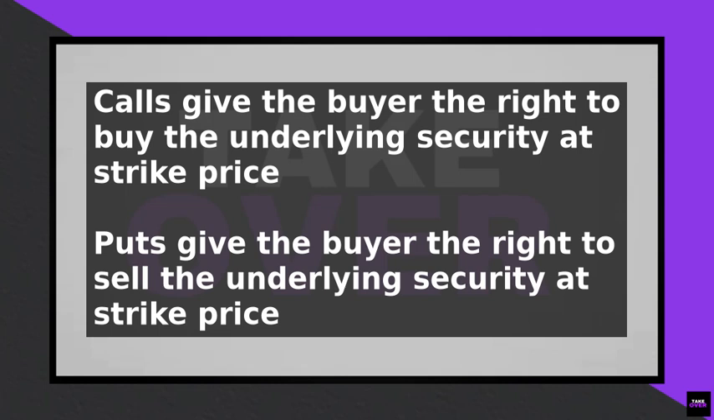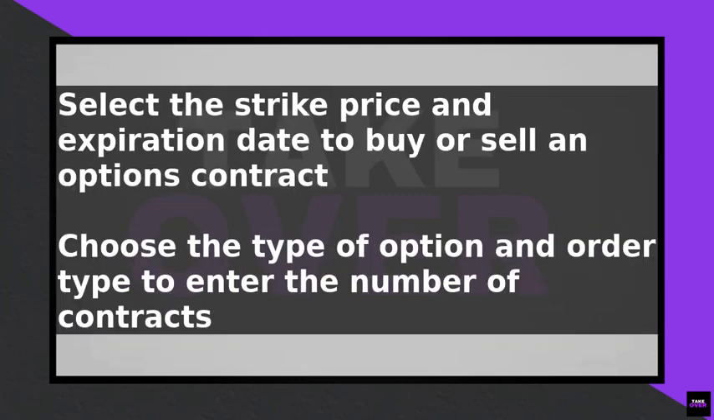To buy or sell an options contract, select the strike price and expiration date you are interested in. Then choose the type of option you want to trade, either a call or a put. Next, select the order type, such as a market order or limit order, and enter the number of contracts you want to trade. Review your order carefully to ensure everything is correct. Then submit it. Once your order is filled, you can view your position in the portfolio section of the app.